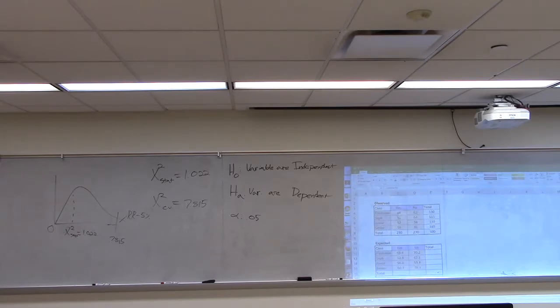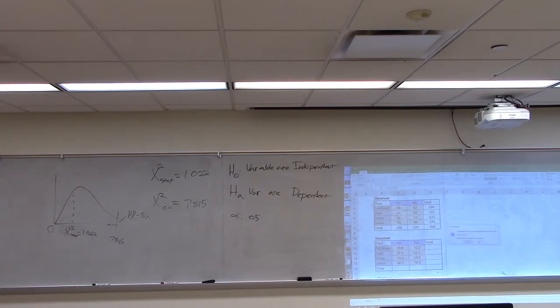Okay, so what's our next step? Now you're going to take the differences between the two columns. Yep. And you're going to square it and divide it by the expected. Okay, so for this first one, this equals open parenthesis, it's observed minus expected, right? Observed minus expected, close parenthesis, square that, and divide by expected, right?